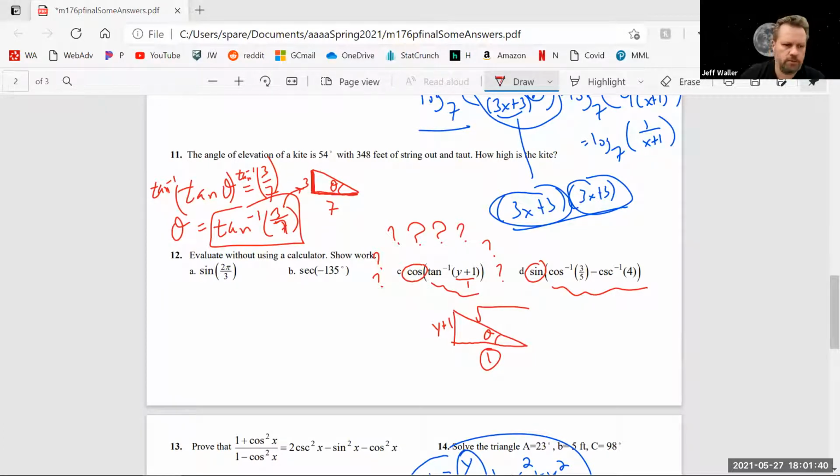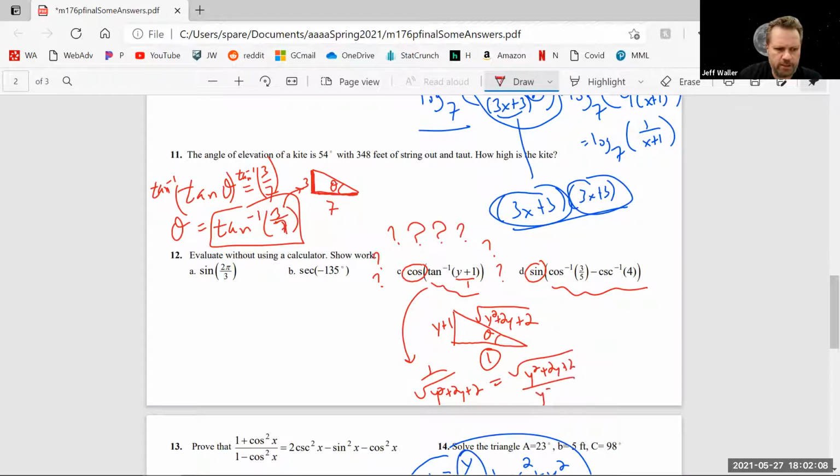Yes, okay. So square root of y plus 1 squared, which is y squared plus 2y plus 1, plus 1 squared, so plus 2. Is that cool? So you do y plus 1 squared plus 1 squared, and that becomes that business, right? So then the cosine of that angle will be 1 over square root of y squared plus 2y plus 2, which technically you should multiply top and bottom by that, so you rationalize it. But if you didn't do that, I probably wouldn't take points off.